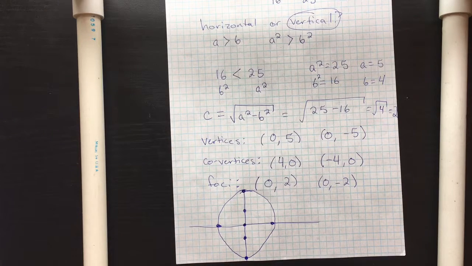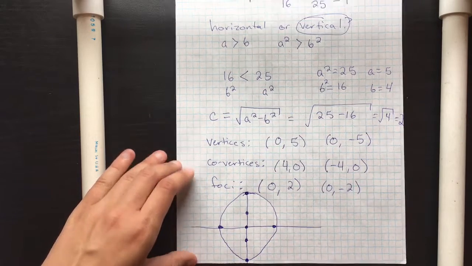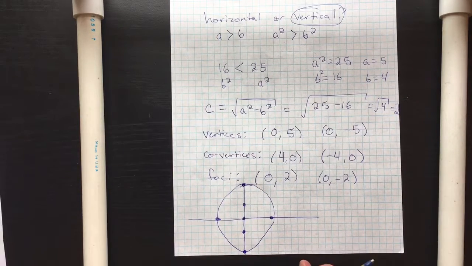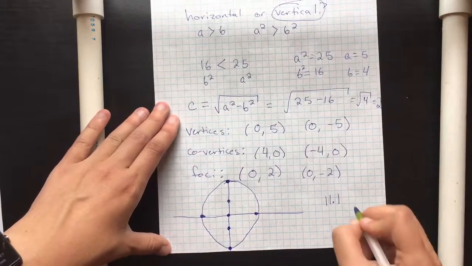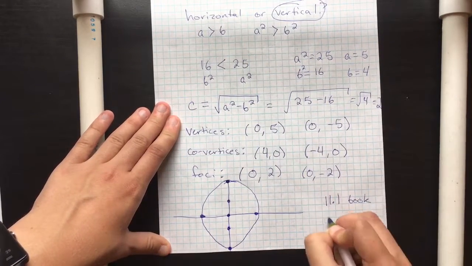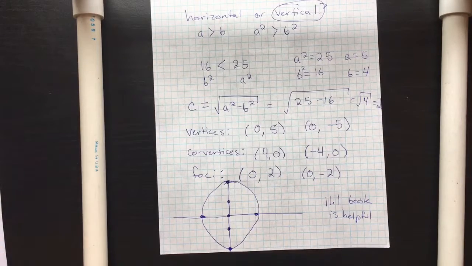Then if you need to know the length of the major axis, that's 2 times a, so that would give us 10. Length of the minor axis should be 2 times b, so 2 times 4 gives us 8. Or you could just count either direction. And that is how we graph an ellipse. If you need any more help on this section, 11.1 in your book is really helpful. And that wraps up ellipses.